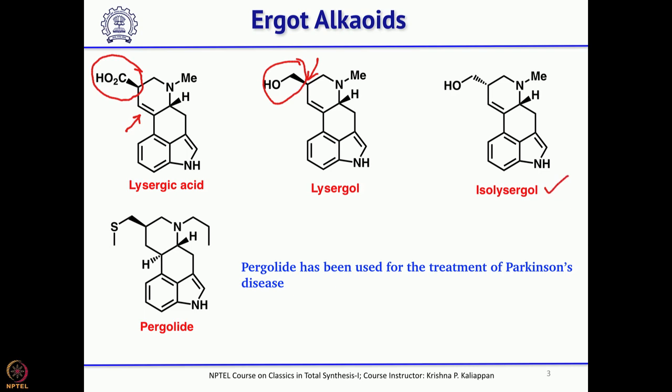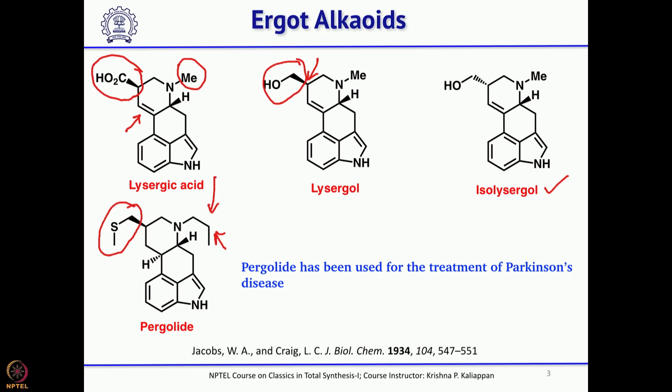There was one semi-synthetic derivative which is called pergolide, and the difference between pergolide and lysergic acid is that instead of the methyl group here, you have a propyl group. N-propyl is attached to the nitrogen, and in this case on the left hand side, instead of carboxylic acid, you have CH2SMe, and this pergolide is used for the treatment of Parkinson's disease as of now.